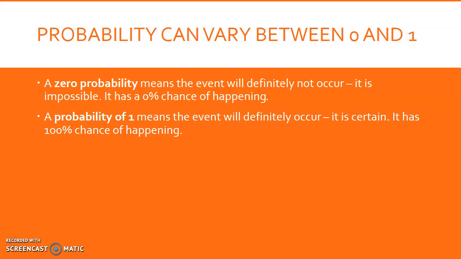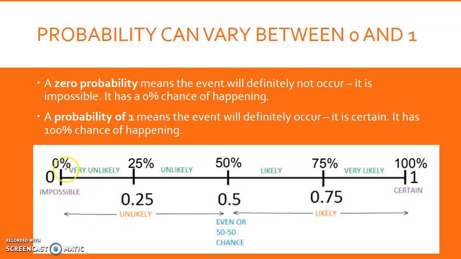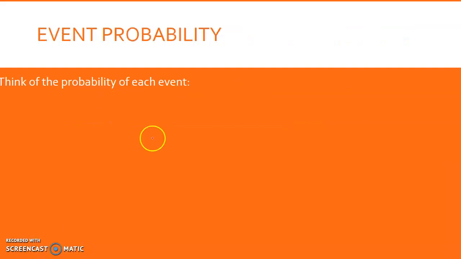So if we think about that on a scale, here we have on one end 0, that is impossible. Then we go on and things become on a range all the way up to certain. So we have very unlikely up to very likely. Notice here in the middle we have an even chance. 50% or 0.5 is a 50-50 chance of something happening. Let's look at this in terms of a few different types of events.